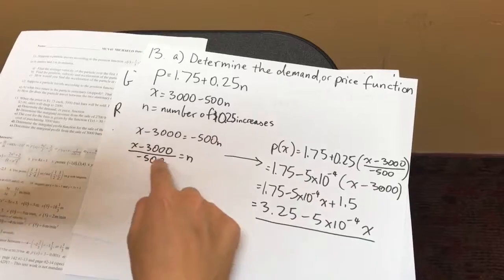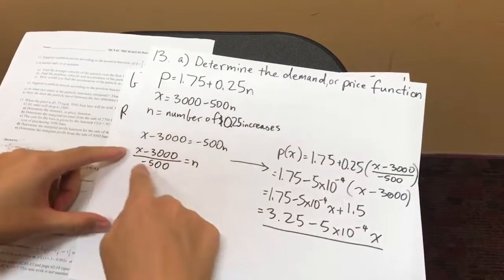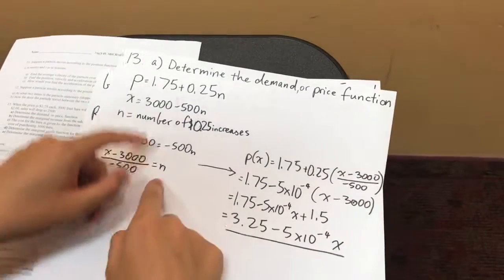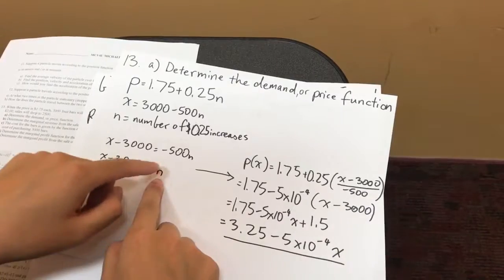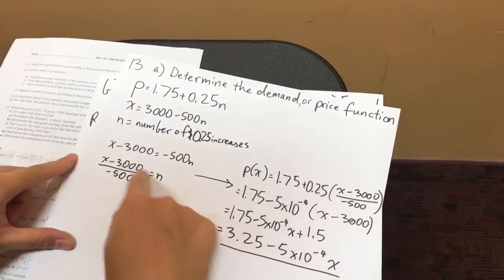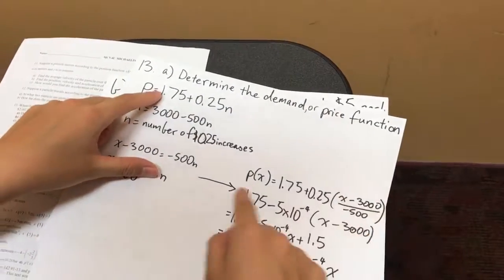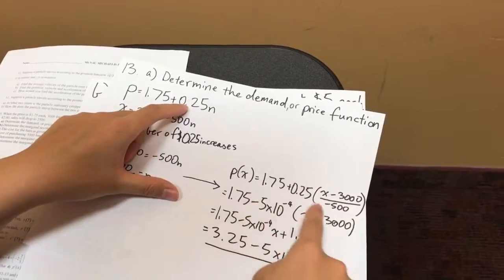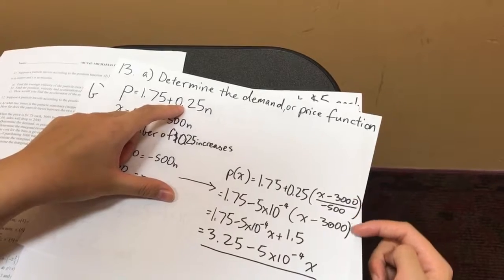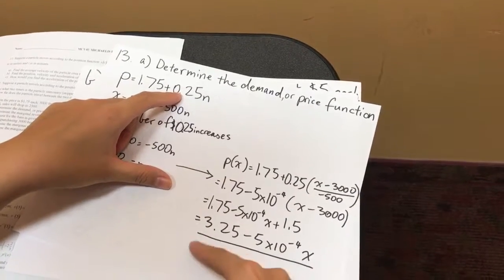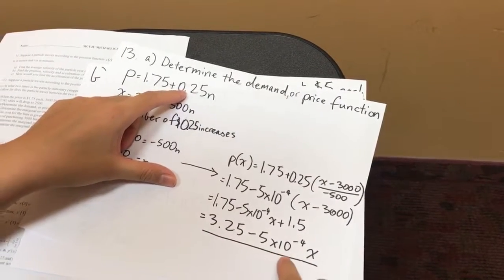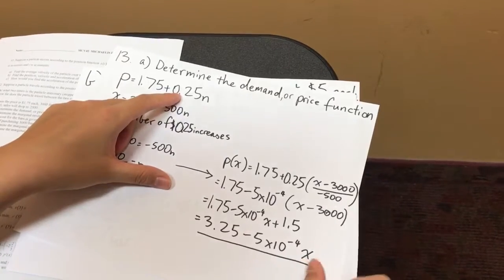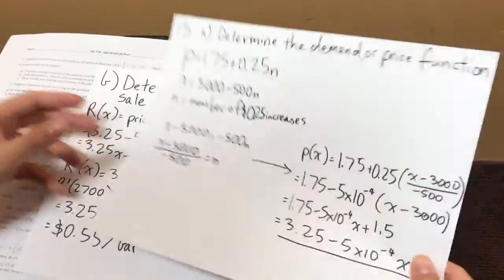So I did that, and you get (x minus 3,000) over negative 500. And then you want to substitute this into here, because you're expressing p in terms of x. So you end up with this equation, and then you expand and simplify, and then you get p = 3.25 minus 5 times 10 to the power of negative 4 x.